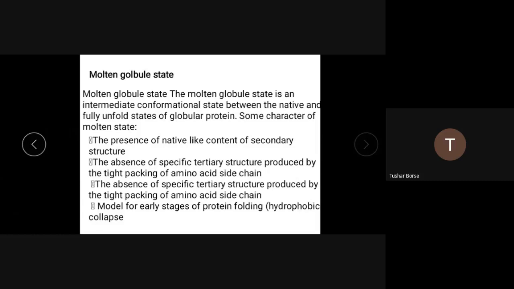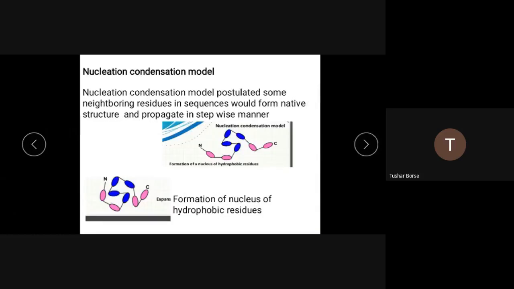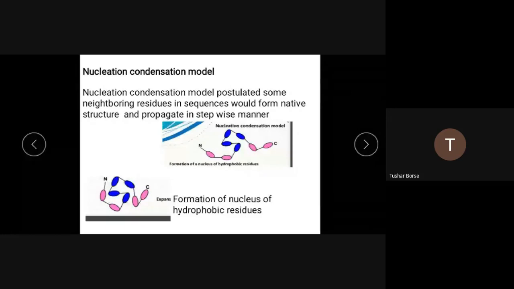Next model is the nucleation condensation model. Nucleation condensation is a sequence of nuclei in this sequence which would have a native structure, which come together to form a nucleus. The formation of the nucleus is by hydrophobic residues.